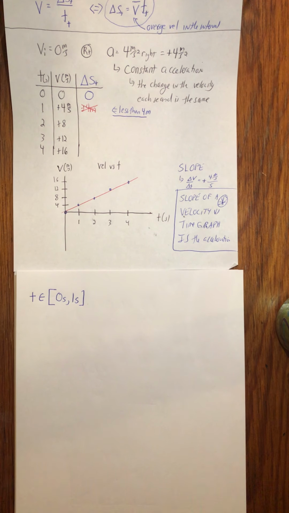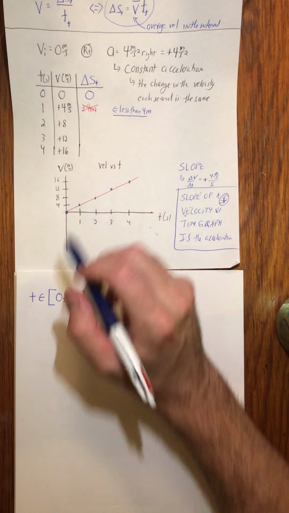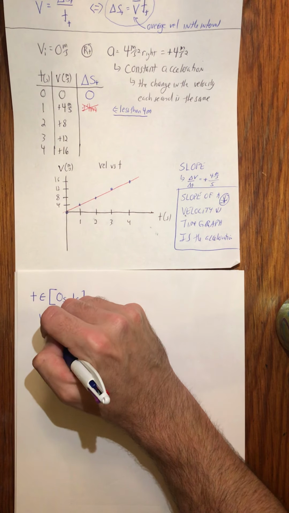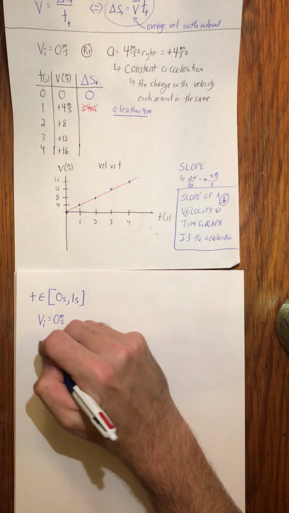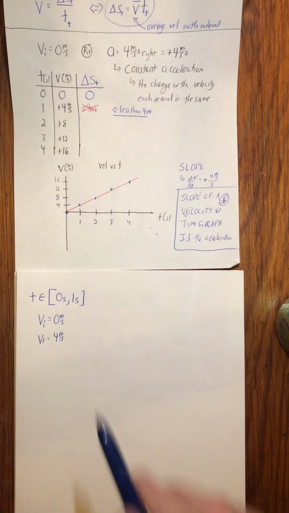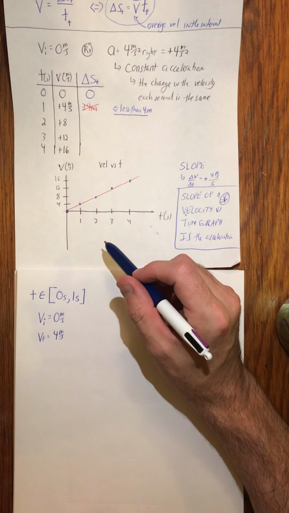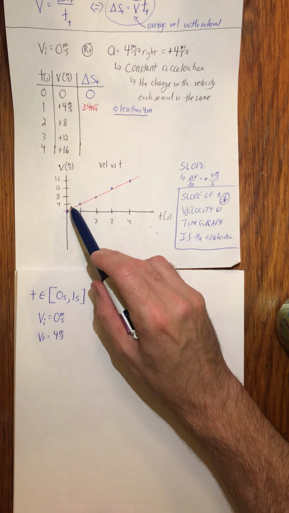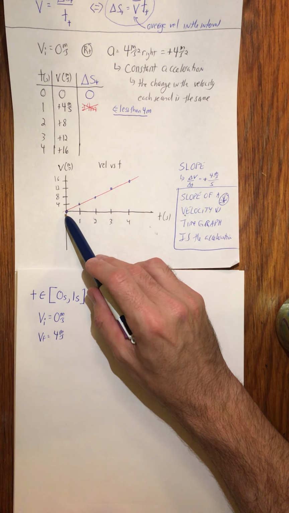Well, if we looked at this, the object starts this interval with a velocity of 0 meters per second, and it ends the interval going 4 meters per second. And there's the trend. If I forced you to say, well, what do you think is the average velocity in this time interval? What would you say?